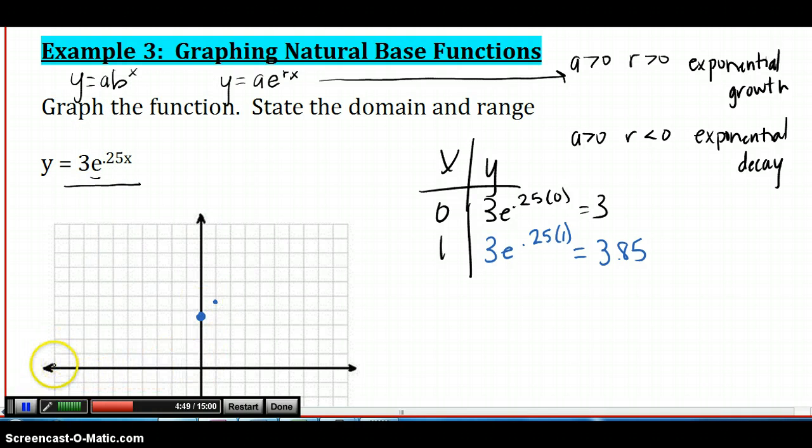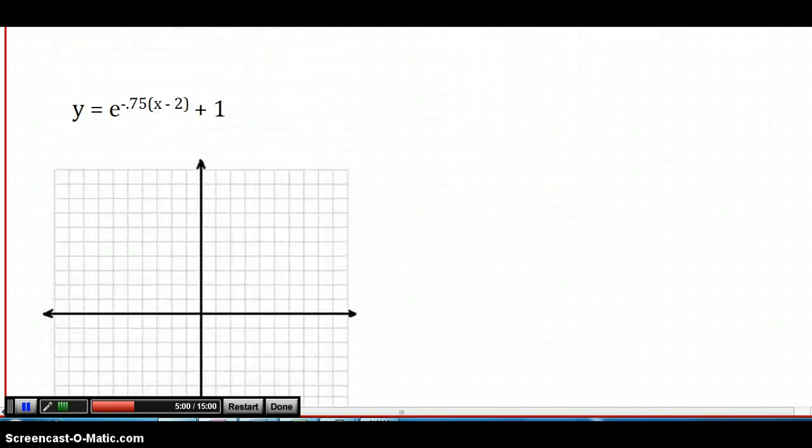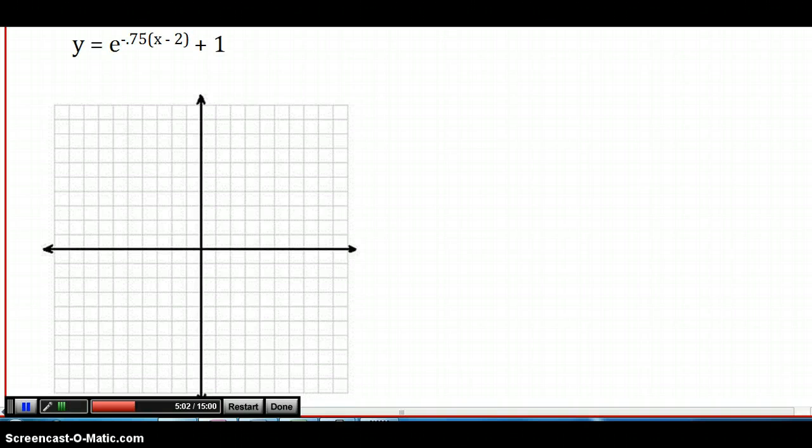Okay, when you graph these, same thing applies. The x-axis is your asymptote, and it's going to increase like that. There you go. Alright, let's do one more with some shifting.